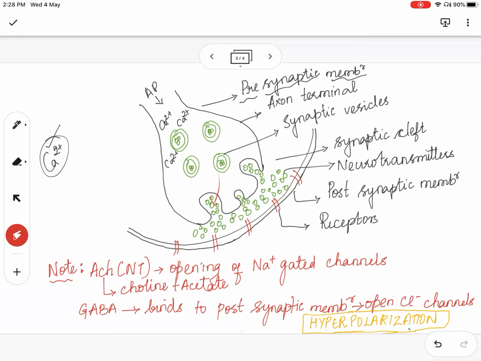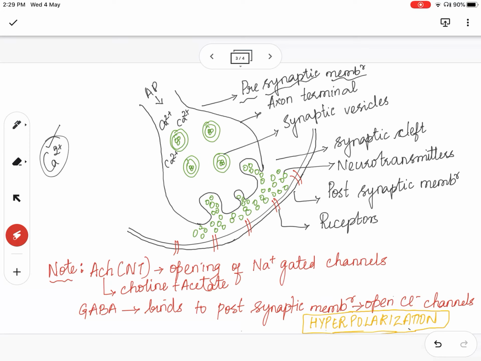These neurotransmitters are ultimately released into this junction, that is the space that itself is called the synaptic cleft. Now the neurotransmitters in the synaptic cleft will start reaching the postsynaptic membrane. Once they reach the postsynaptic membrane, there are certain receptors present. If you look at this, I have labeled the receptors clearly. These neurotransmitters will bind onto these receptors.